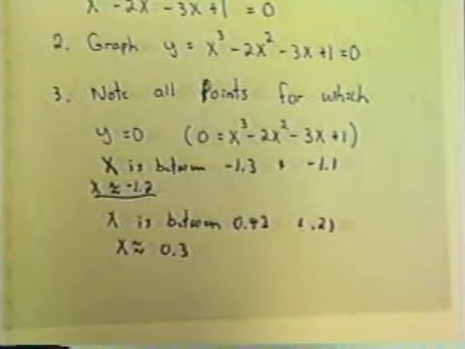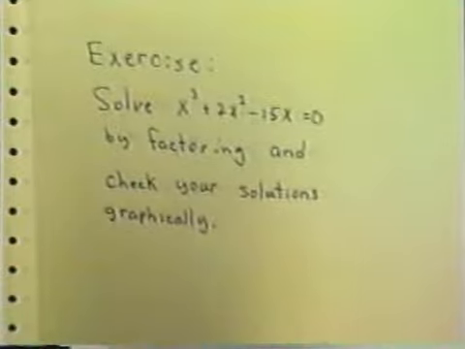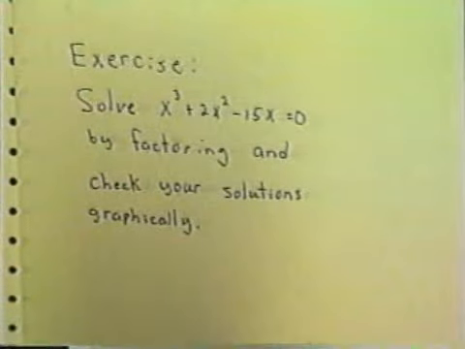I am going to give you an exercise for you to play with, and I'm going to let you check it by using your graphing calculator. I want you to solve x cubed plus 2x squared minus 15x is equal to 0 by factoring. In other words, you can take out your common factor x and solve it by factoring. And once you solve it by factoring, you can check your solutions. You should have 3 of them graphically.